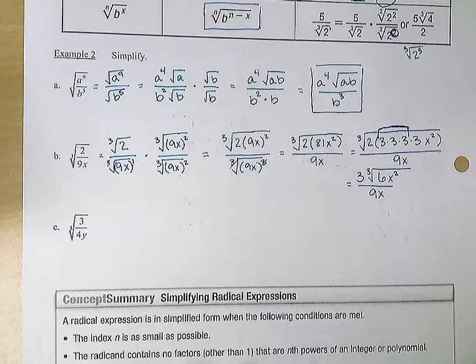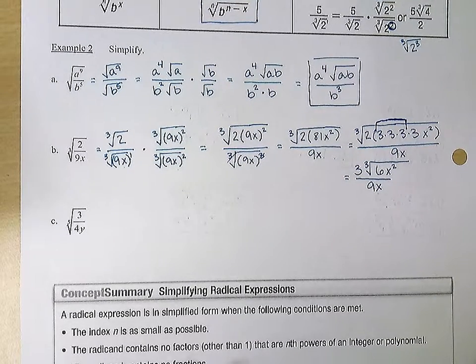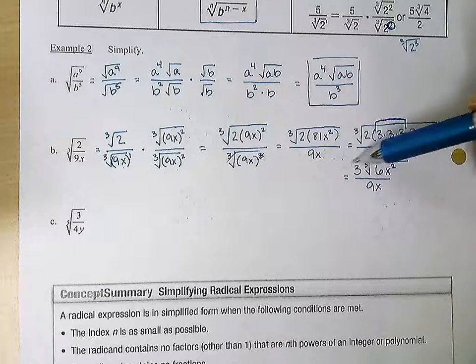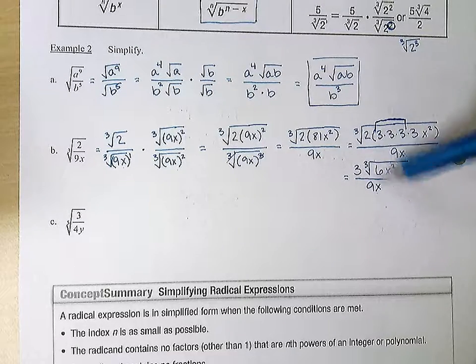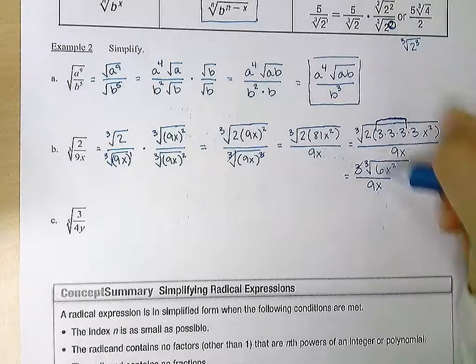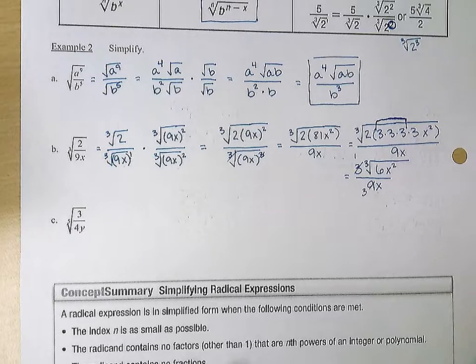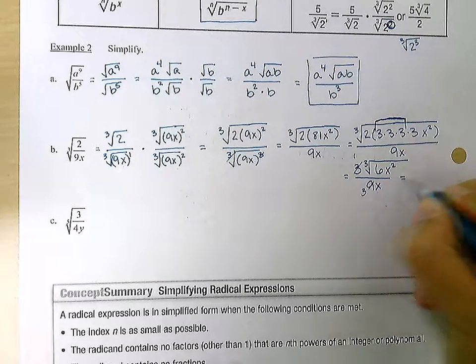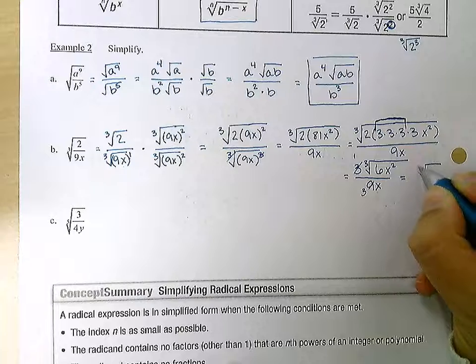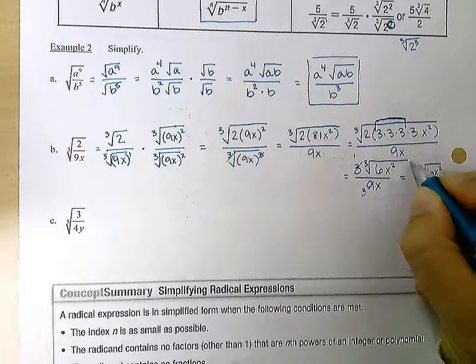Can I simplify that further? Yes, I can. I have a fraction right here. I have 3 divided by 9. Both of those divide by 3, so I end up with 1 and a 3 here. So my final answer would be the cube root of 6x squared over 3x.